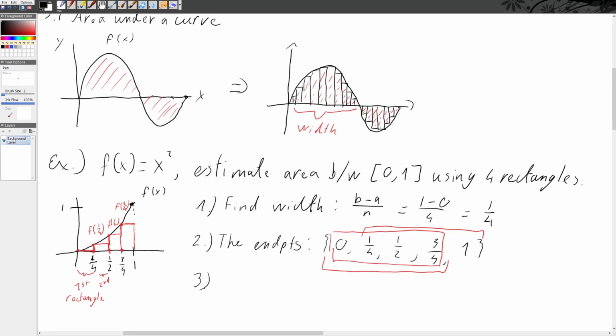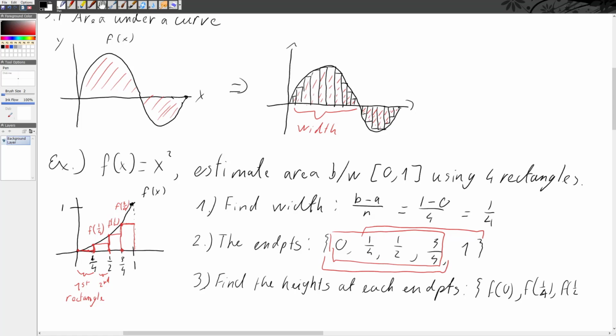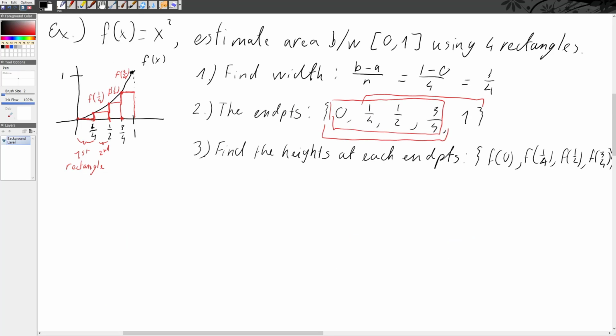So step 3, we find the height at each endpoint. The height given the endpoints that we chose is going to be f of 0, f of 1/4, f of 1/2, and f of 3/4. We don't care about the one we didn't choose, so we just leave that alone. And now, step 4 is just finding the area of each individual rectangle.